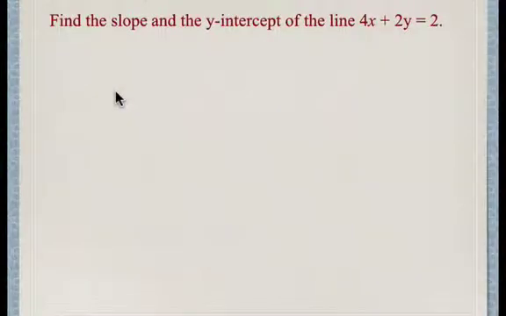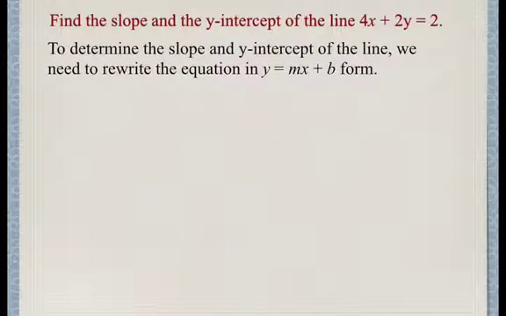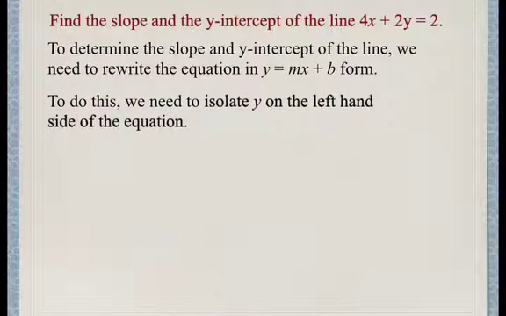So now, first thing we have to do in this case is find the slope and y-intercept of the line 4x plus 2y equals 2. So what we're going to do is determine the slope and y-intercept of the line, and we do that by rewriting the equation in y equals mx plus b form. To do this, we need to isolate y on the left-hand side of the equation.